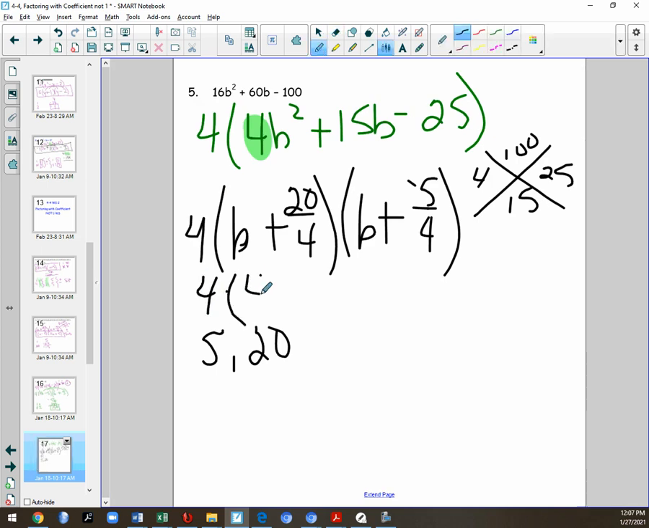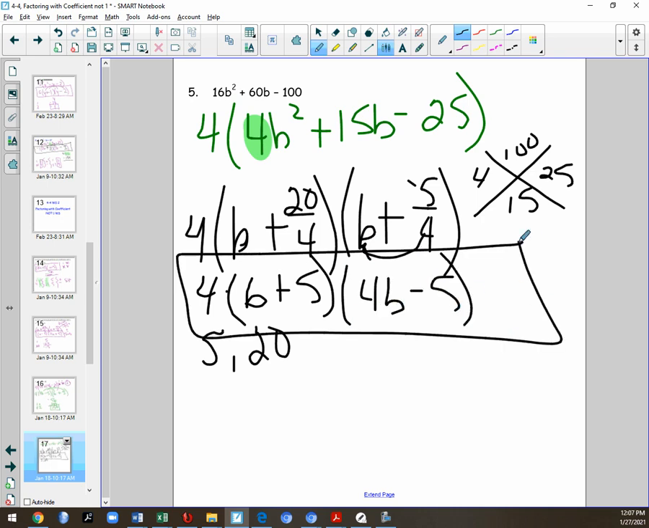To give me a 4 parenthesis, 4b, wrote the wrong number there, b plus 5, and then bring this out in front, 4b minus 5.